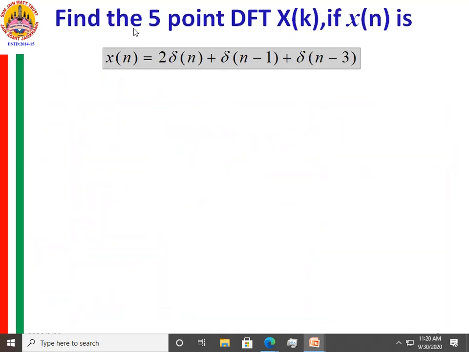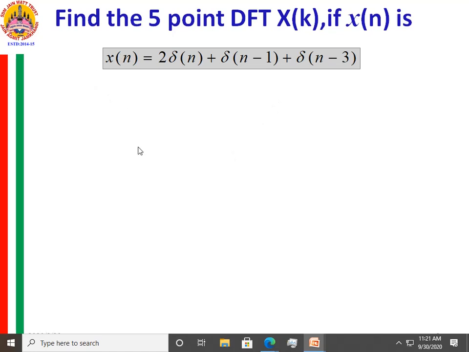Now I had given you one of the problems in the assignment, to find the 5-point DFT of x of n, where x of n is 2 delta of n plus delta of n minus 1 plus delta of n minus 3. Now this x of n, if I write it in sequential form, will be equal to 2 at n is equal to 0, 1 at n is equal to 1, 0 at n is equal to 2, 1 at n is equal to 3, and 0 at n is equal to 4. So x of n becomes a 5-point sequence.